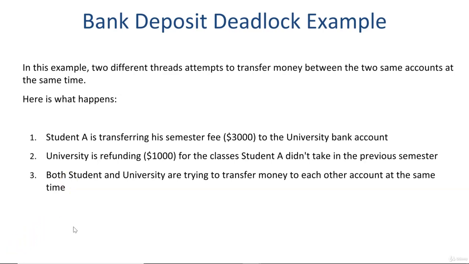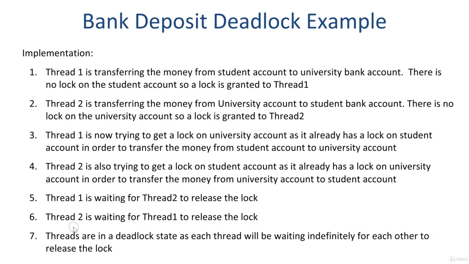Now let's look into the implementation side. So from implementation, we have two threads. So thread 1 is transferring the money from a student account to university bank account. So there is no lock on the student account, so a lock is guaranteed to thread 1. Now thread 2 is transferring the money from university account to student bank account. There is no lock on the university account, so a lock is guaranteed to thread 2.